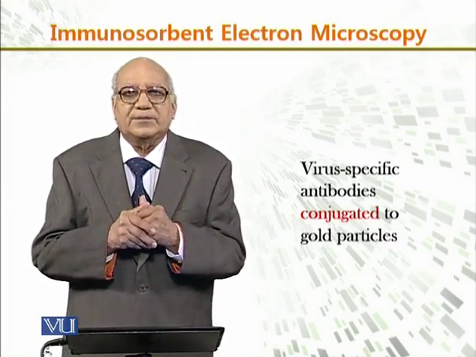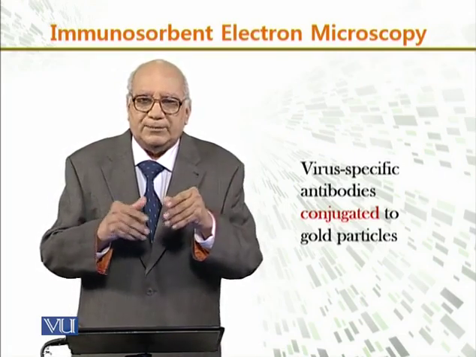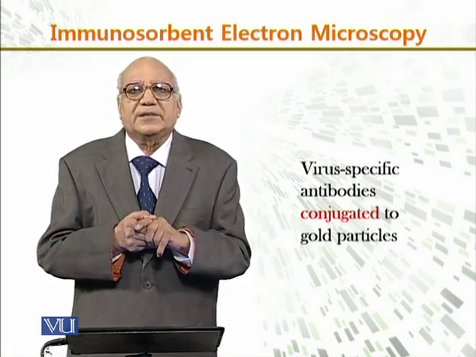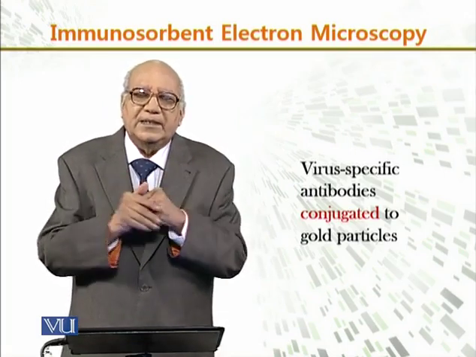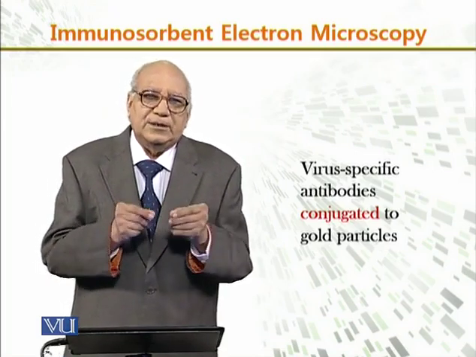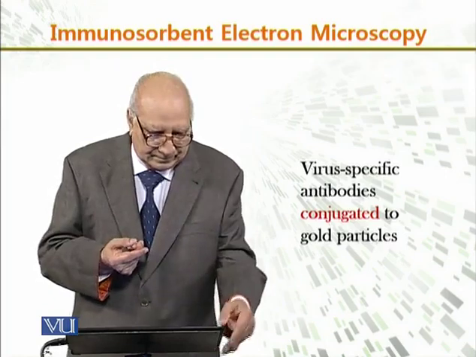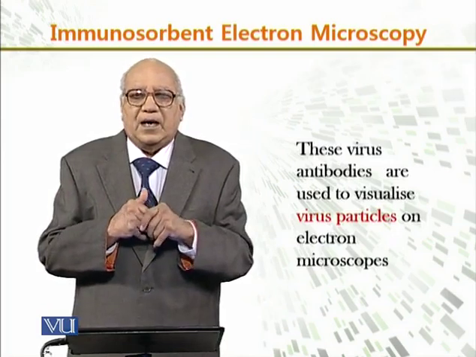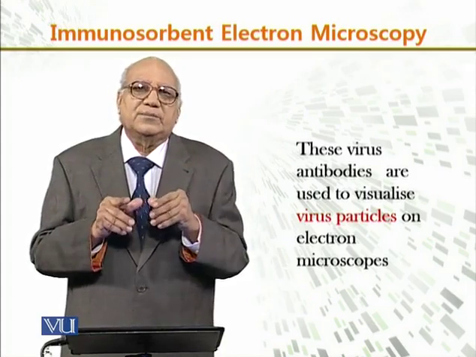And how can we do this? Before we diagnose a virus, we get the virus-specific antibodies, and then we conjugate them with gold particles. Take the virus, take its specific antibodies, and then conjugate them to the gold particle rather than to an enzyme or color-giving enzyme and things like this. And these virus antibodies are then used to visualize virus particles on an electron microscope.